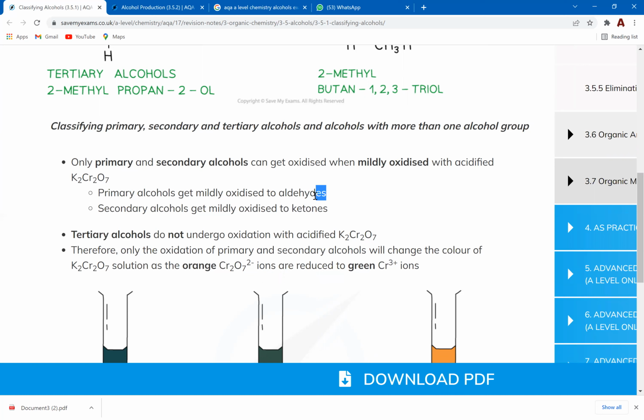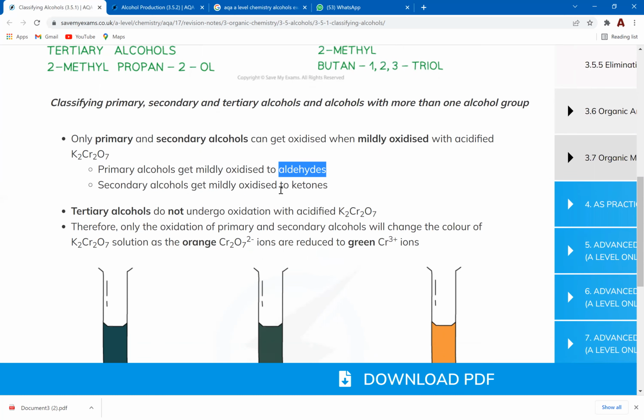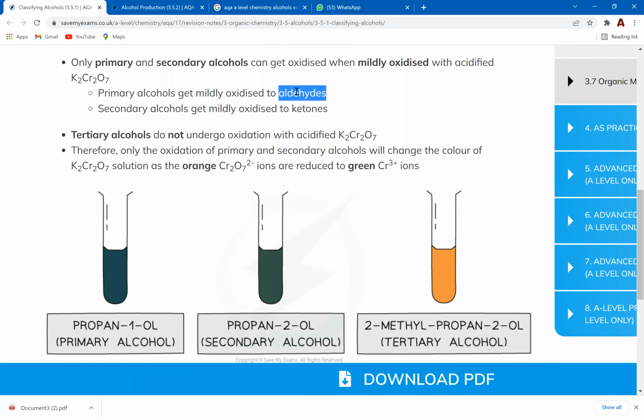Have you studied aldehydes before? No? Okay, we're going to get to aldehydes as well, but later. Let's just keep it on hold for a while. So aldehydes are another functional group. It's another family of organic compounds. You get aldehydes if you oxidize a primary alcohol, and you get ketones if you oxidize a secondary alcohol. Ketones are also another organic compound family. We're going to talk about that as well later.